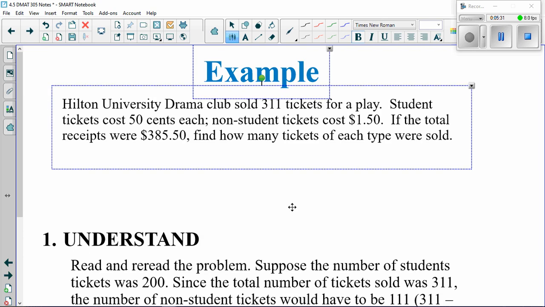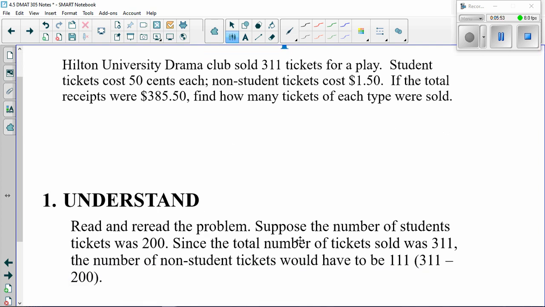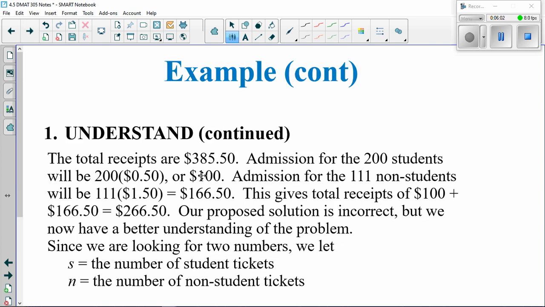All right. So now our next example, Hilton University Drama Club sold 311 tickets for a play. Student tickets cost 50 cents each. Non-student tickets are $1.50. If the total receipts are $385.50, find how many tickets of each type were sold. So again, you're going to read the problem. So suppose the number of tickets. Again, I'm not going to guess and check. I'm going to set up the equations, but this is how they're looking at it. They're saying to use S and N. So S for student tickets and N for non-student tickets. That way you don't get your X's and Y's mixed up.